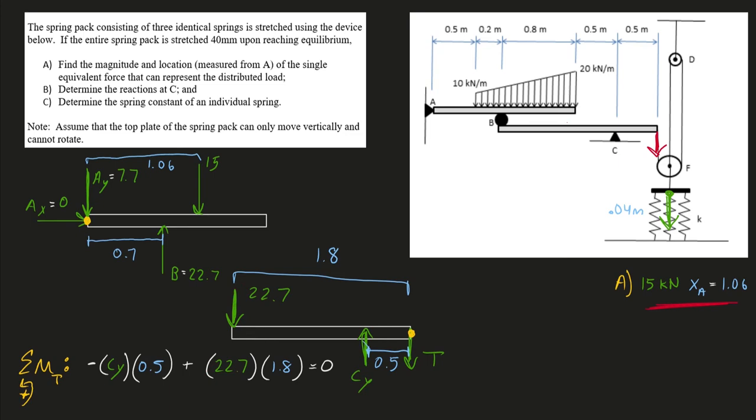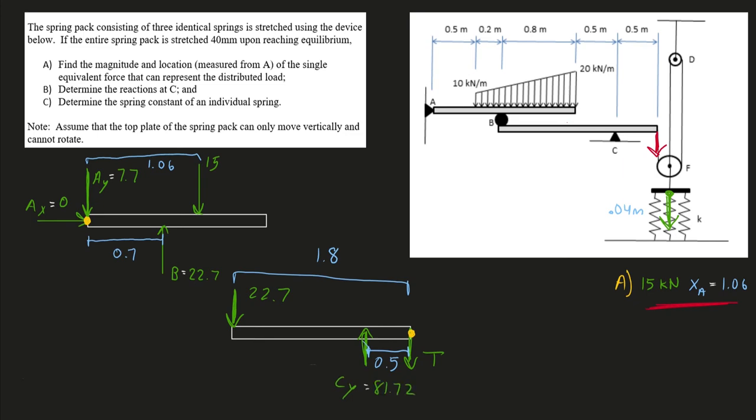And if I do that math and solve for Cy, I'll get a positive 81.72. Positive means my assumption was correct. My assumption was that Cy was acting up, so I'm good there.